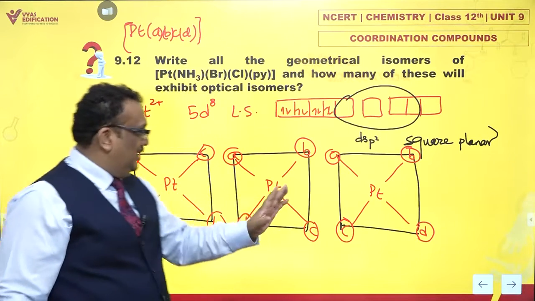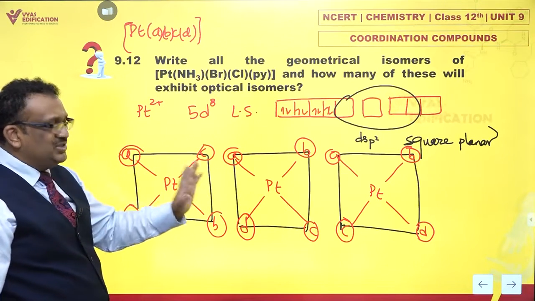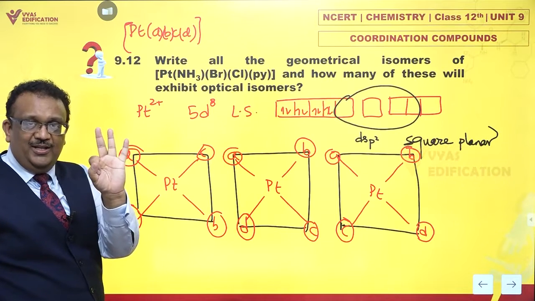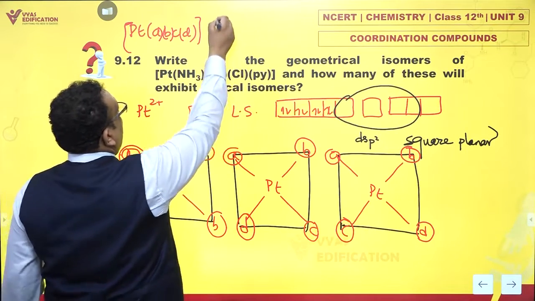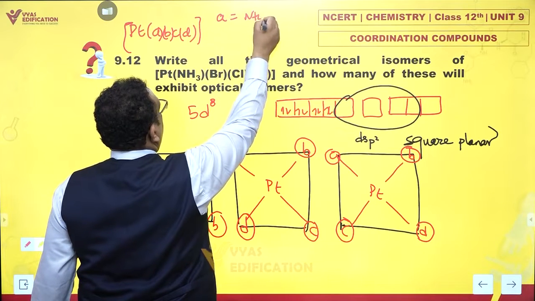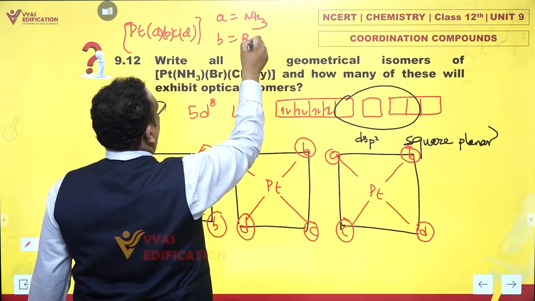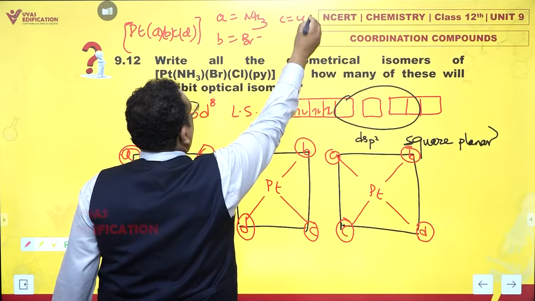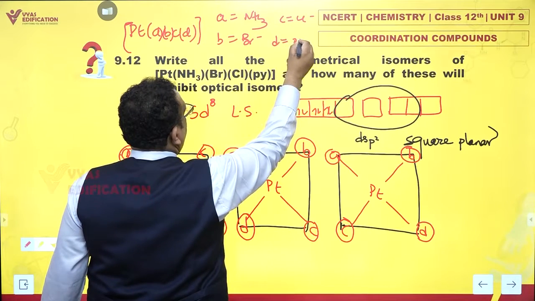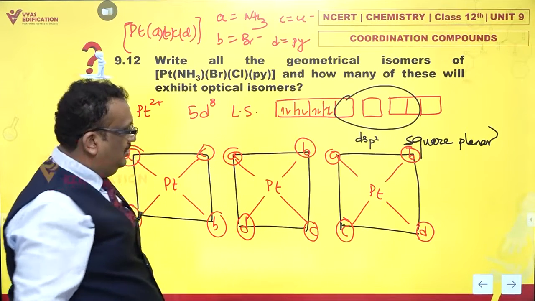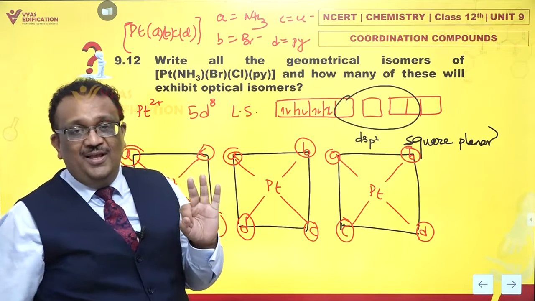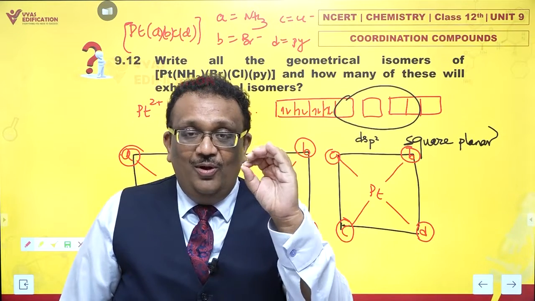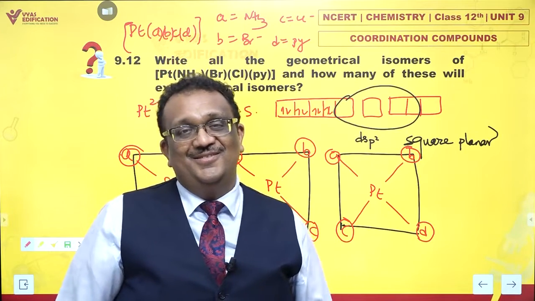That is it. A maximum I could have is 3 geometrical isomers. Instead of A, B, C, D, just write down A as ammonia, B as bromide, C as chloride, and D as pyridine. That's it. I have 3 geometrical isomers and 0 optical isomers. That is the answer.